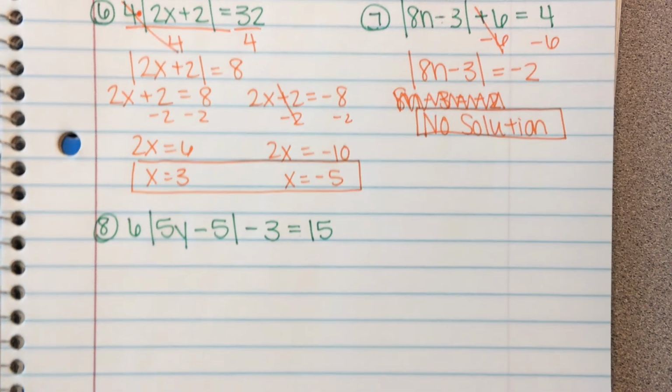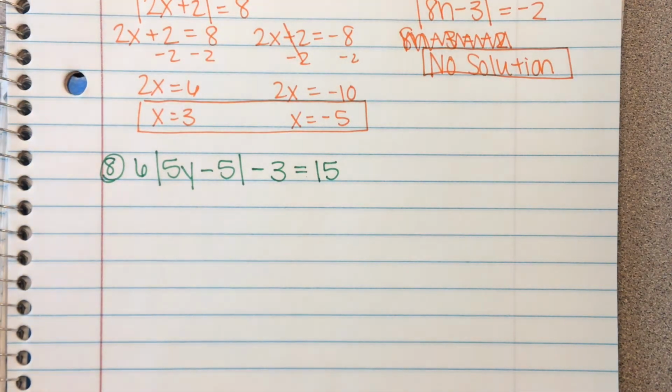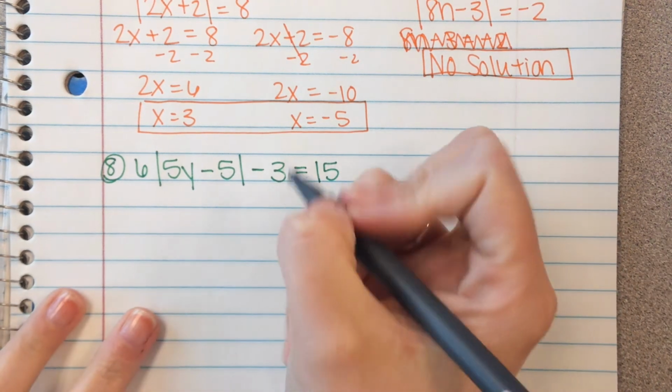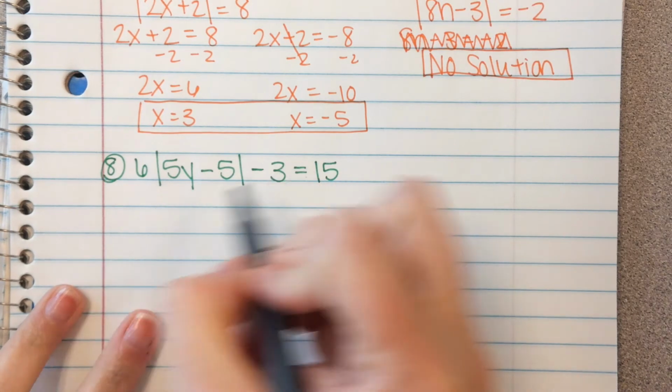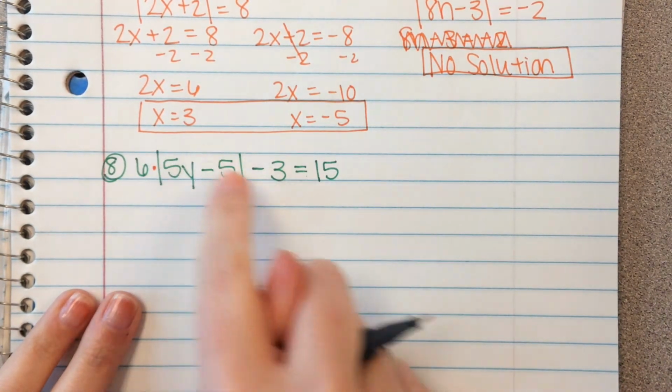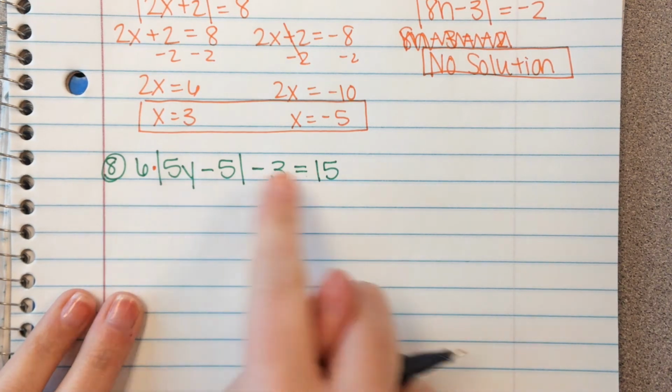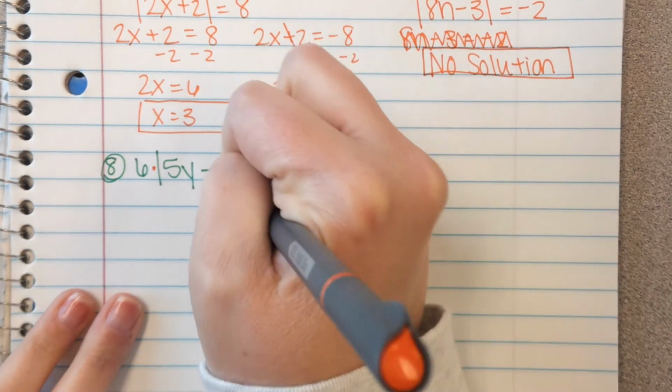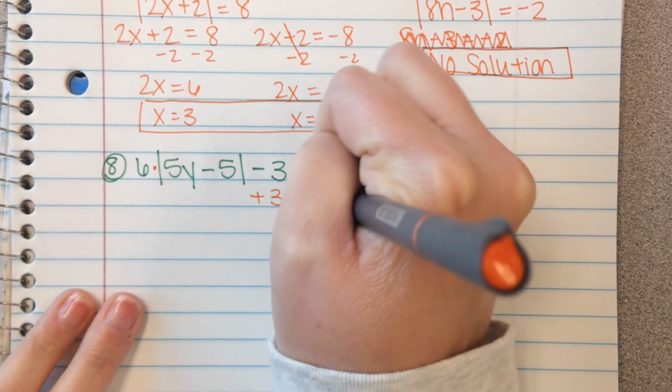Okay, here's example number 8. I want you to pause the video, give that a try, see what you can do. All right, let's check your answers. So look on the outside of the bars. We have 6 times this quantity and a minus 3. Which one of those do I need to get rid of first? Good, minus 3. So we're going to add 3 to both sides.